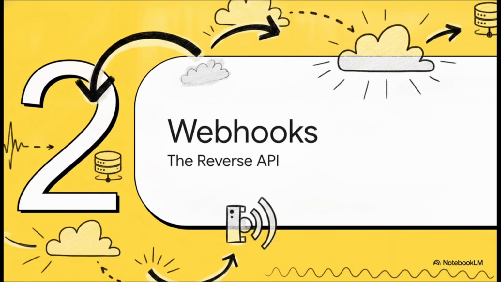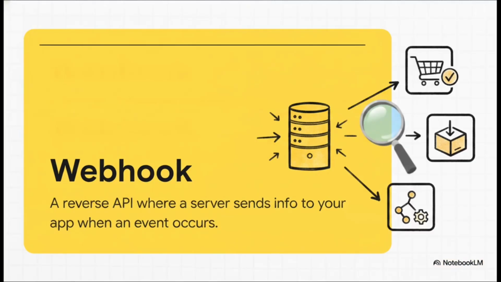Section 2. Webhooks, also known as the reverse API. Webhooks completely flip that traditional client-server relationship right on its head. Think of a webhook as a push-based communication tool. Instead of your app begging for info, the server takes charge. It automatically pushes data to your application, but only when a specific event actually happens.